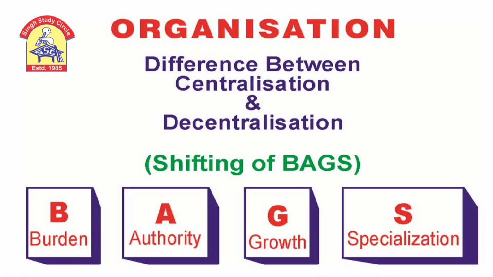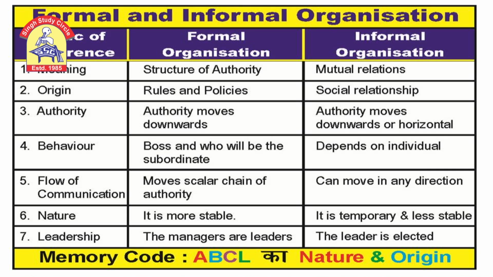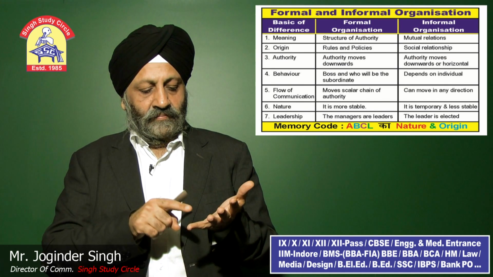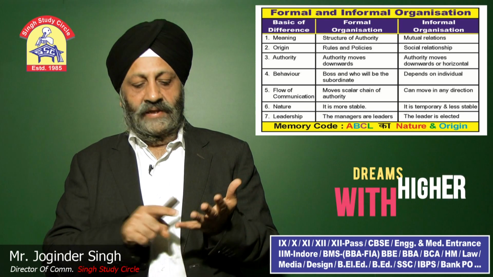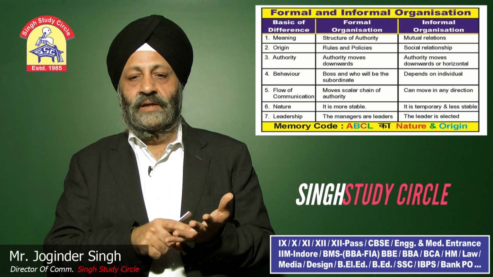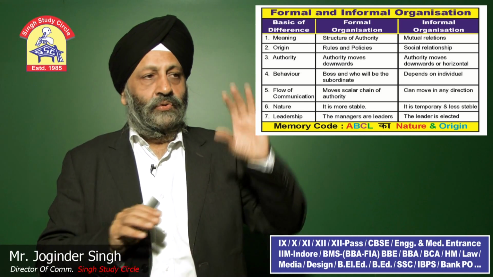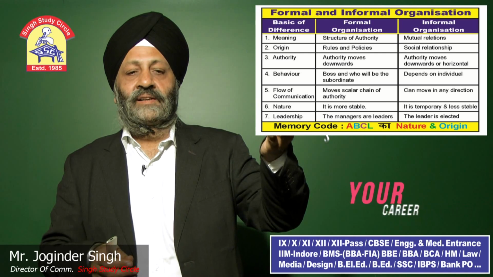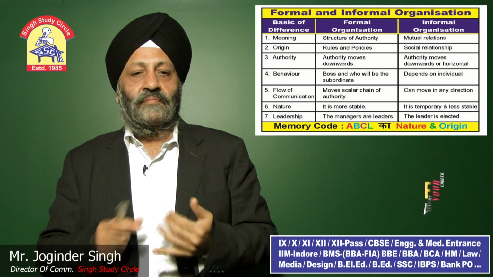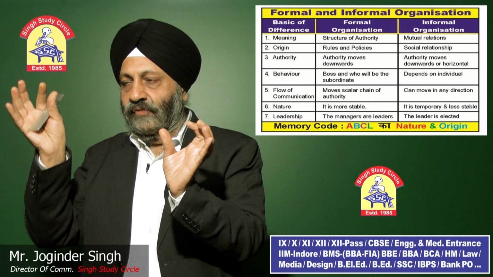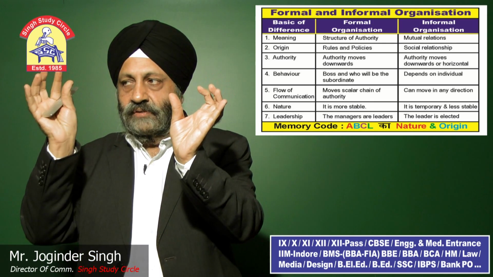Now, there is another question that comes: the difference between formal and informal organization, a very important question. You have to remember it by the code ABCL, Amitabh Bachchan Corporation Limited. A for Amitabh, B for Bachchan, Corporation Limited, and then nature and origin. It means you want to remember the points: there are 6 points and one meaning, so all together there are 7 points. The first point is the meaning of formal and informal organization.